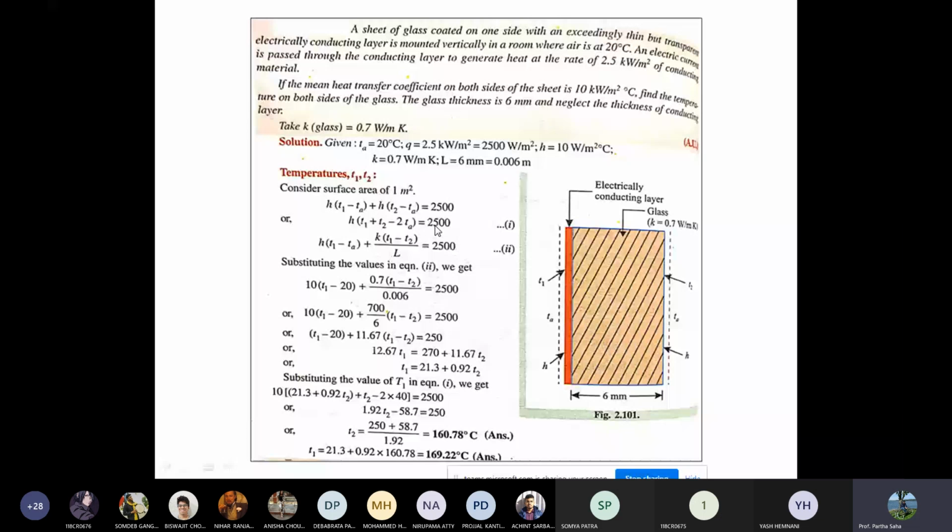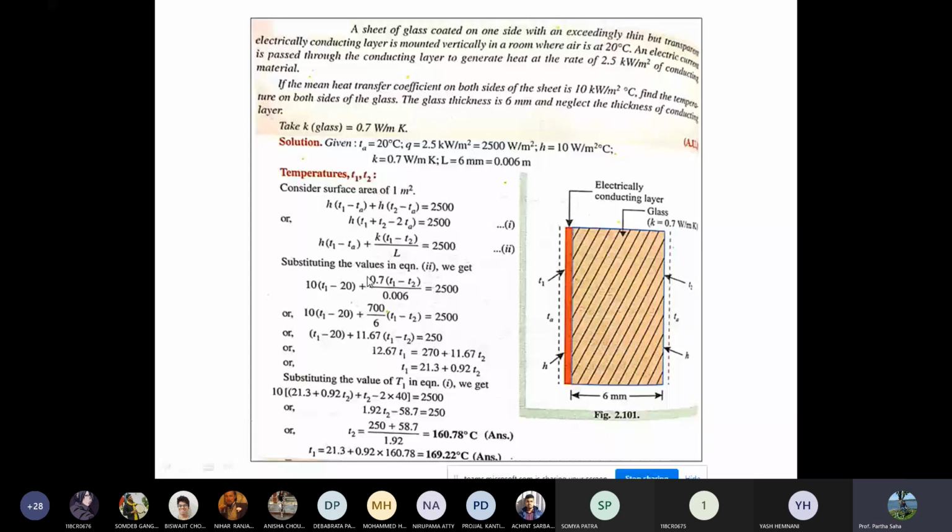This is the amount of heat loss, right? At this wall and this side, which is equal to the total amount of heat generation, right? Which is given 2.5 kilowatt per meter square. So this is the expression. Or you can write H (T1 minus Ta) plus K (T1 minus T2) by L equals 2500, because this is the convective part, but if you have convective as well as conduction heat transfer, then that will also equal 2500. This is the convective, and this is the conductive between the two sides.